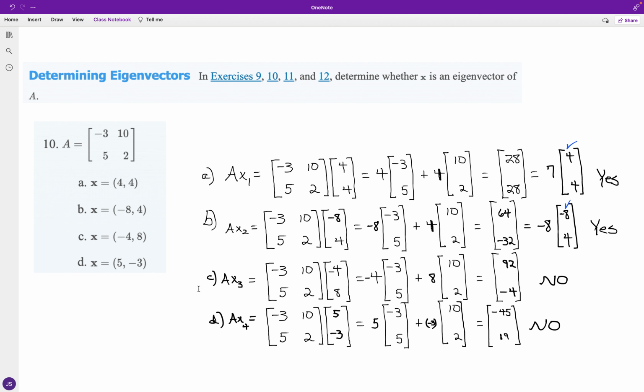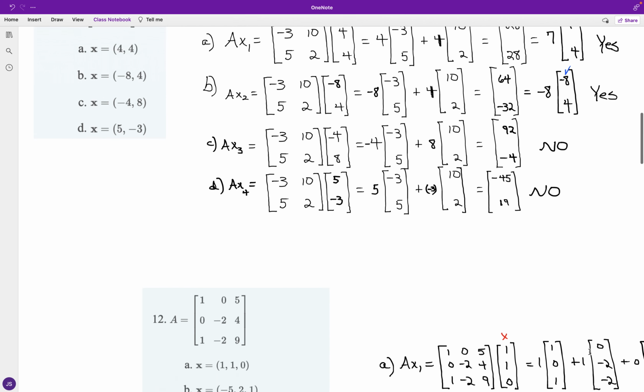And for 5, -3, if I multiply A and 5, -3, and just take the combinations, we'll come out to -45 and 19, and especially since 19 is a prime number, this set of elements is irreducible to 5, -3, so 5, -3 is not an eigenvector.